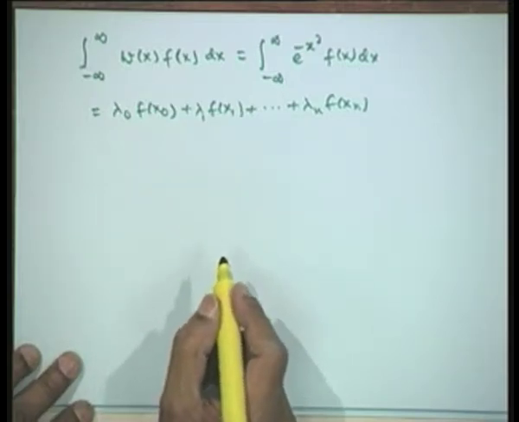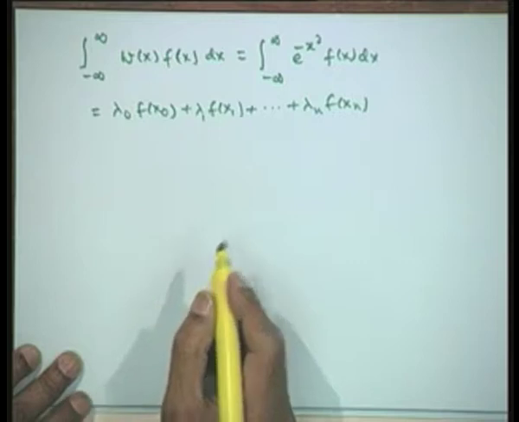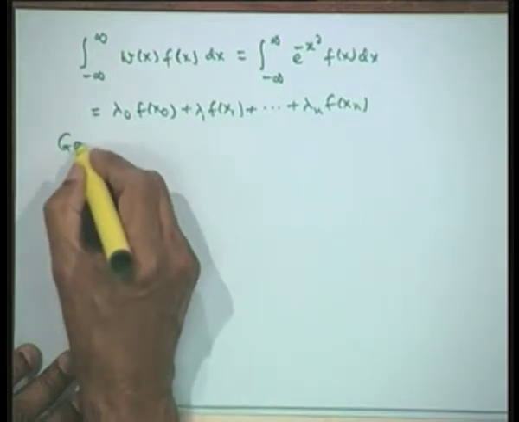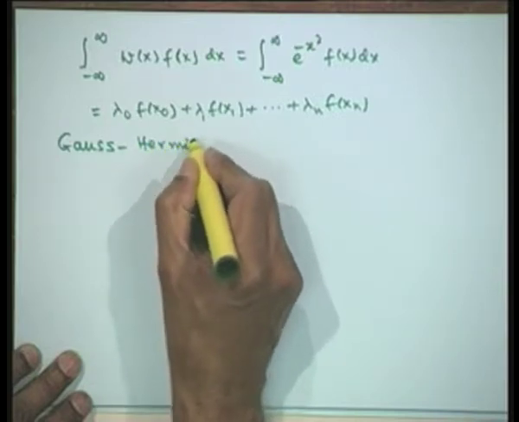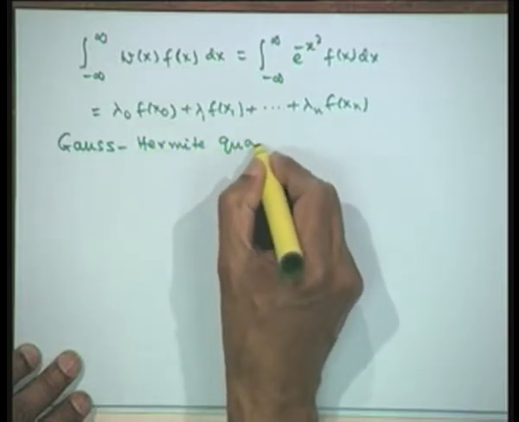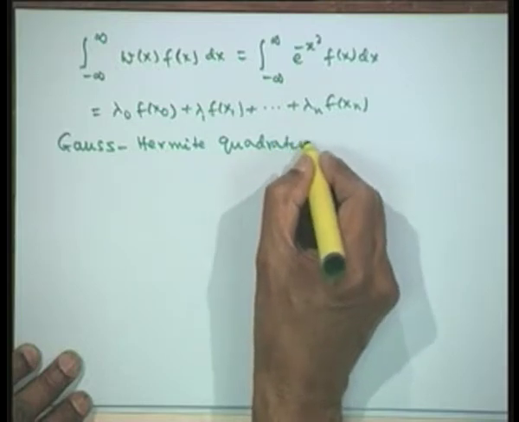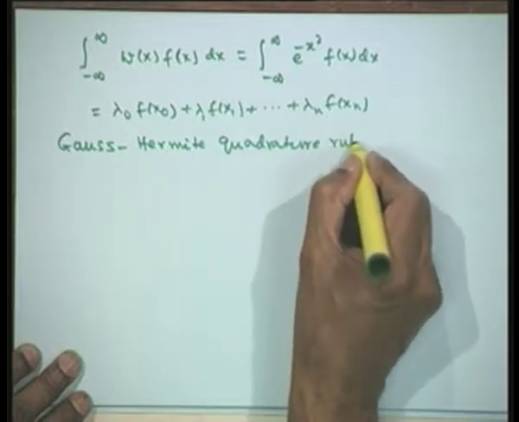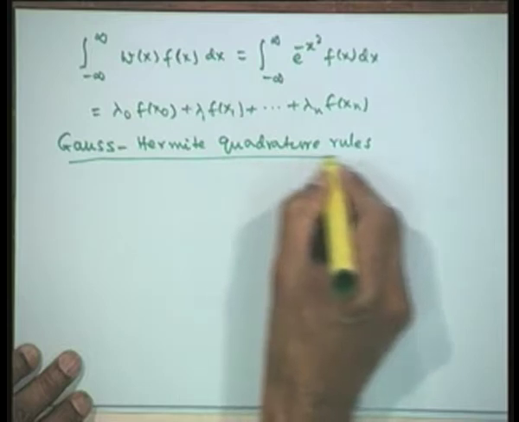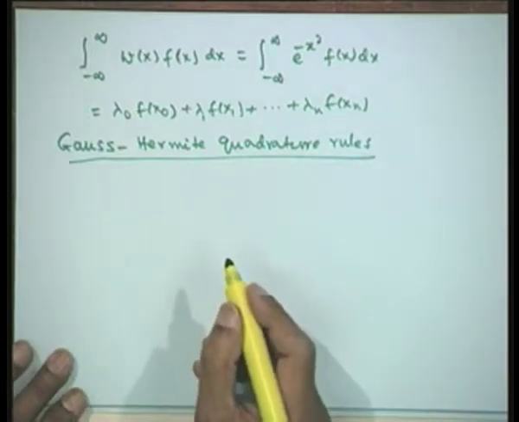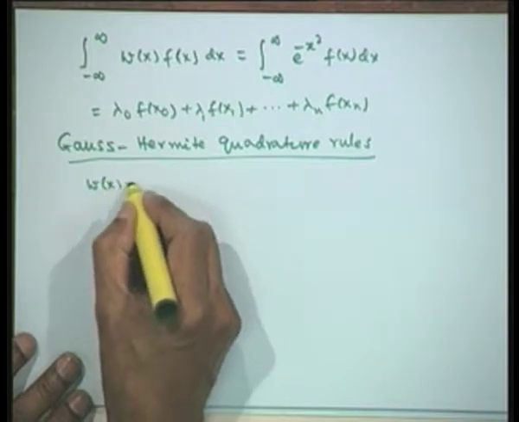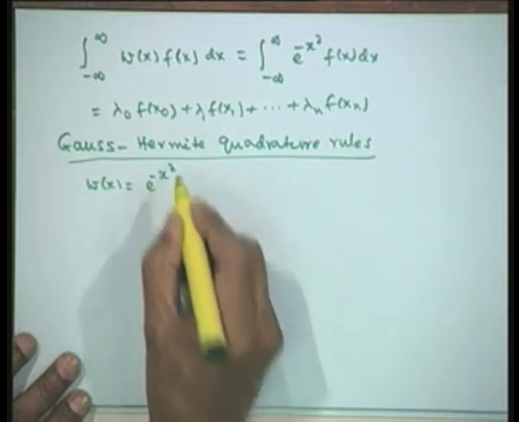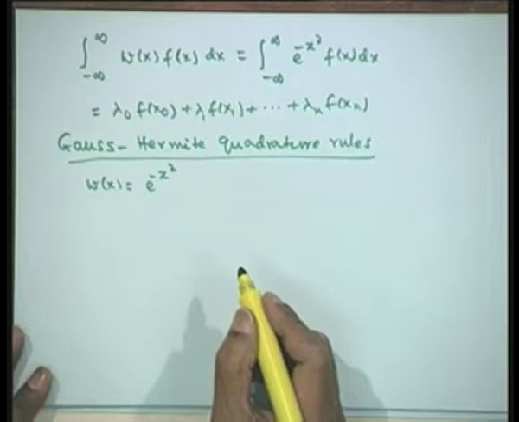This group of formulas are called the Gauss-Hermite quadrature rules. That means the weight function in this case is exponential of minus x squared. The weight function is exponential of minus x squared.